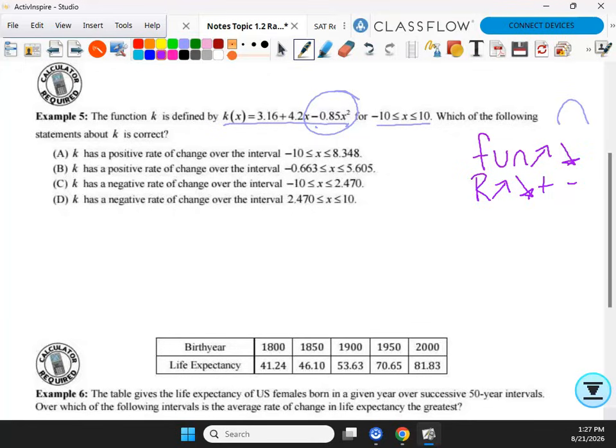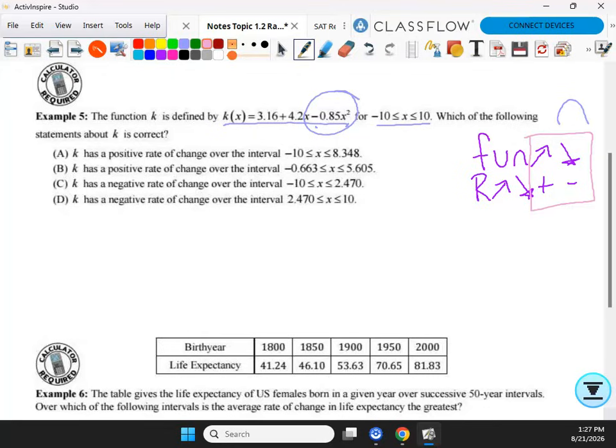So if I'm looking for whether K has a positive or negative rate of change, that means this is what I'm looking at. On the function itself, I'm going to be looking at, is the function increasing or decreasing? Okay. And so let me show you in Desmos.